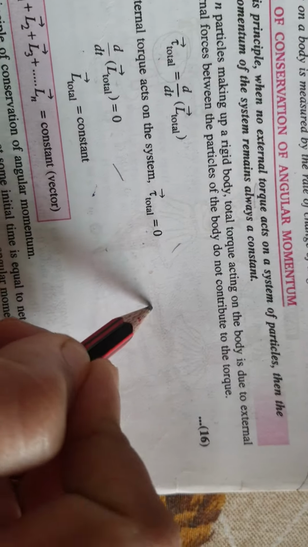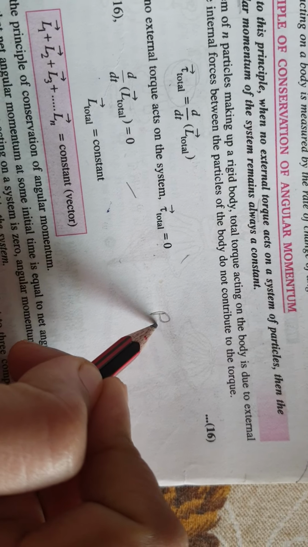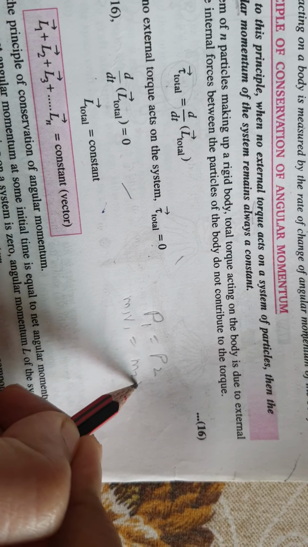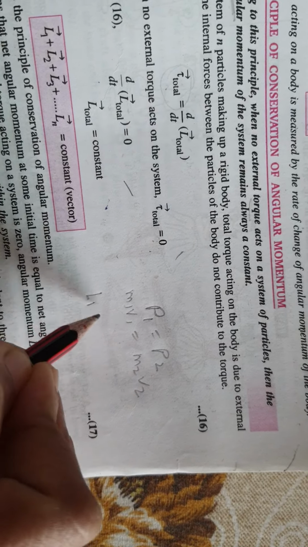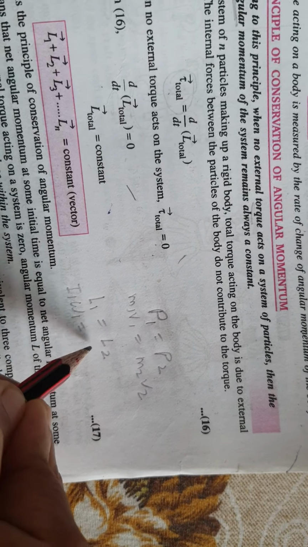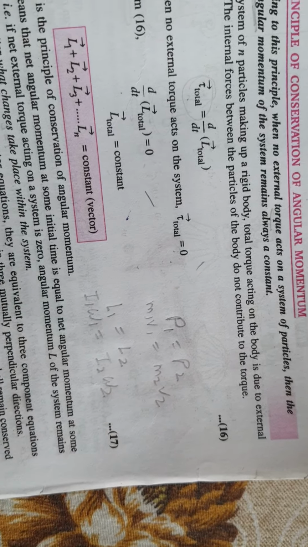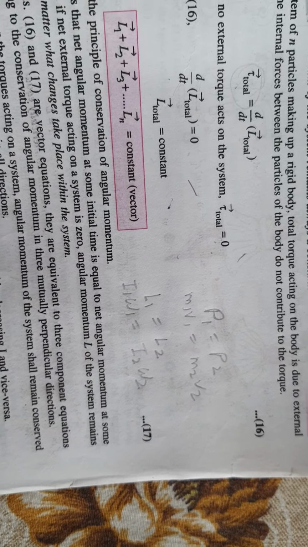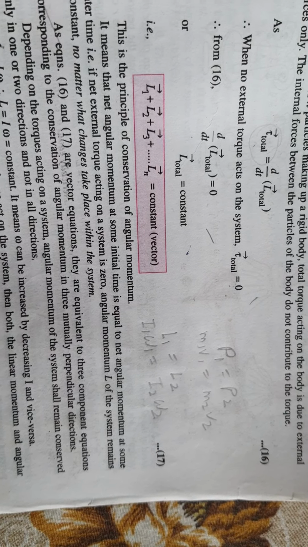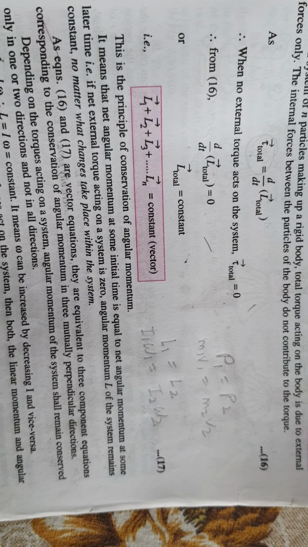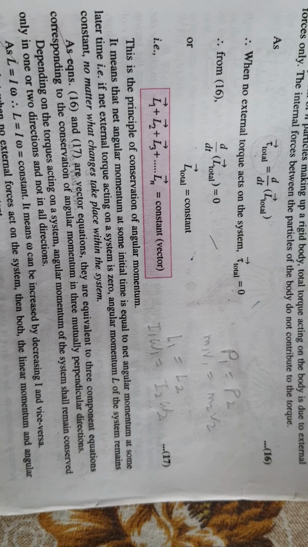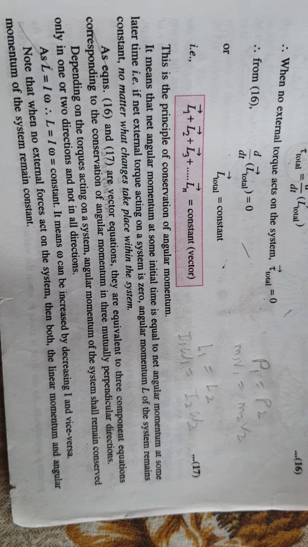And as we know, total momentum P1 is equal to P2, m1 v1 is equal to m2 v2. So here also angular momentum is conserved. That means L1 equals L2, I1 omega1 is equal to I2 omega2. This is what it means: when no external torque acts on the body, the total angular momentum of the system is conserved. This is very important. It has many practical applications.